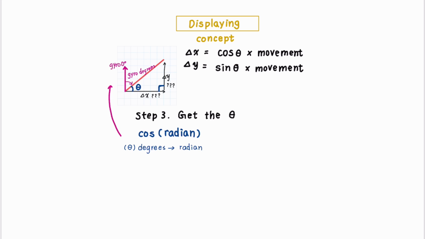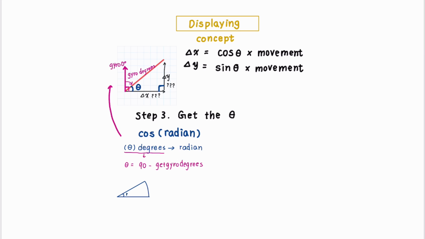And we can see there is a 90 degrees angle that consists of gyro degrees and theta. So this is why 90 degrees minus the current gyro degrees is now theta. Next, we are going to calculate the radian.